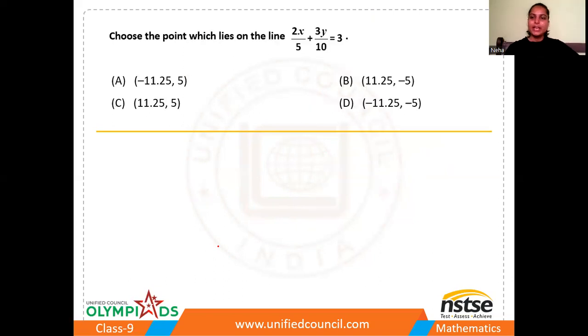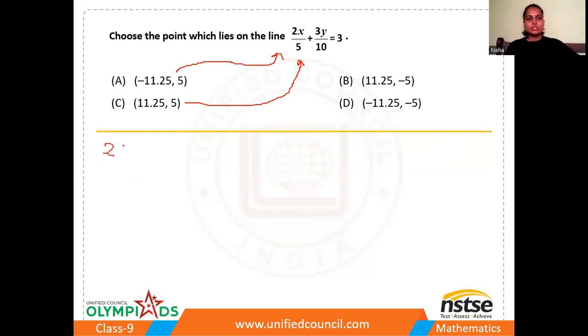Okay, here is the next question, my dear students. The next question says, choose the point which lies on the line. In this question we can just go with the options. If this point lies on this line, then it will satisfy the equation. So whichever point lies on the line will surely satisfy the equation of the line. Correct? Perfect. And we have a second option also. If we don't want to go with the options, then we can solve it directly. How? Let me show you.